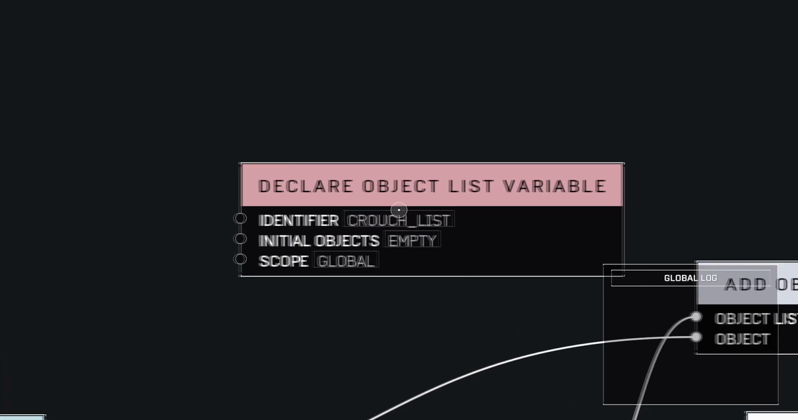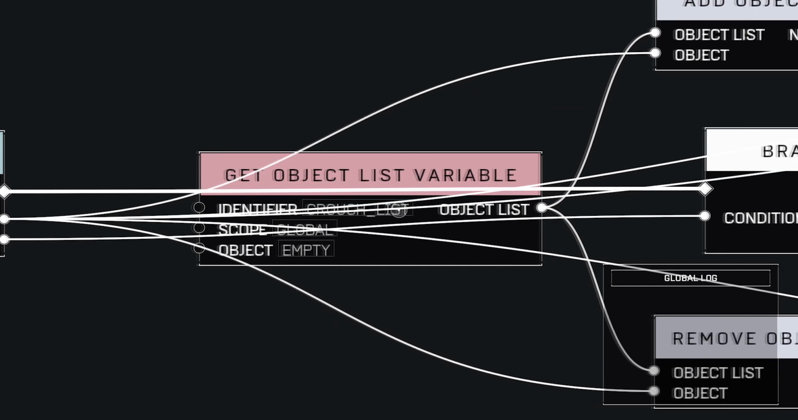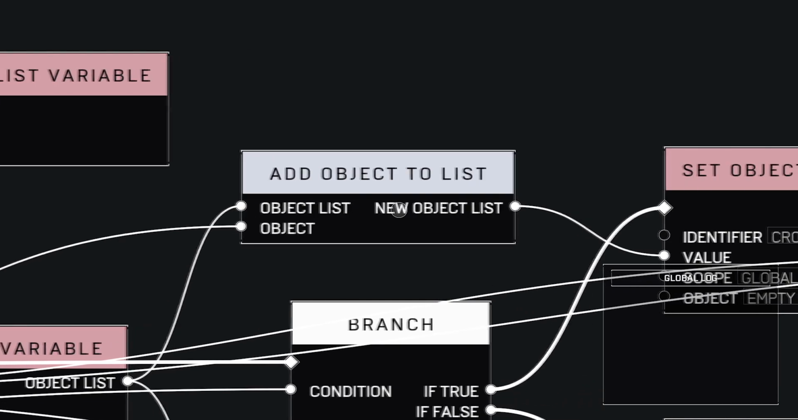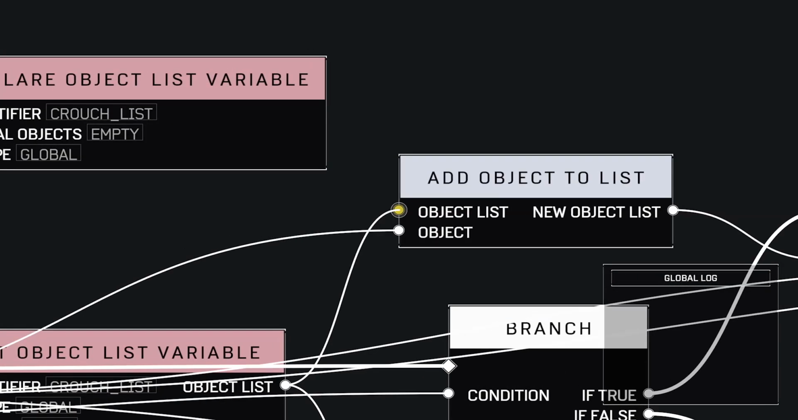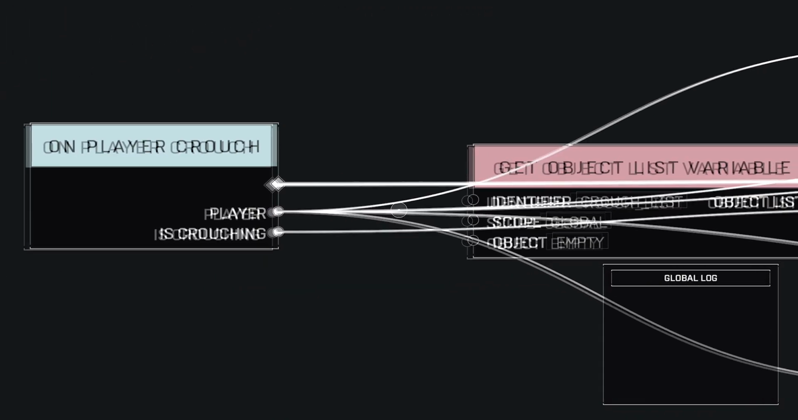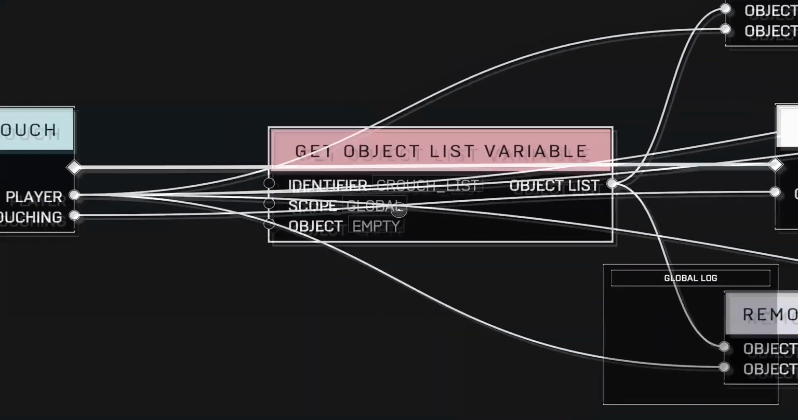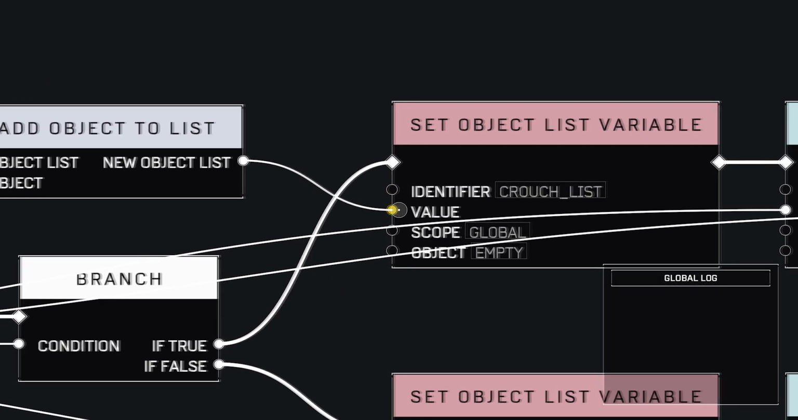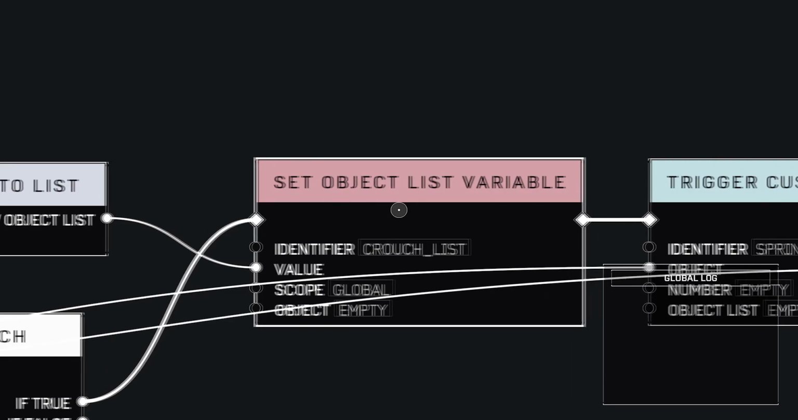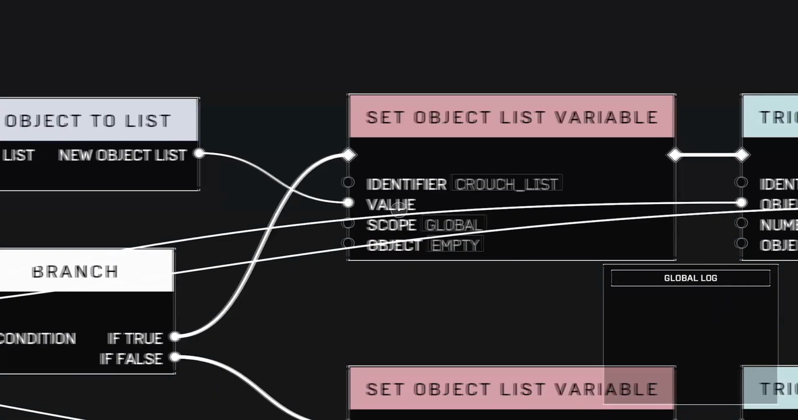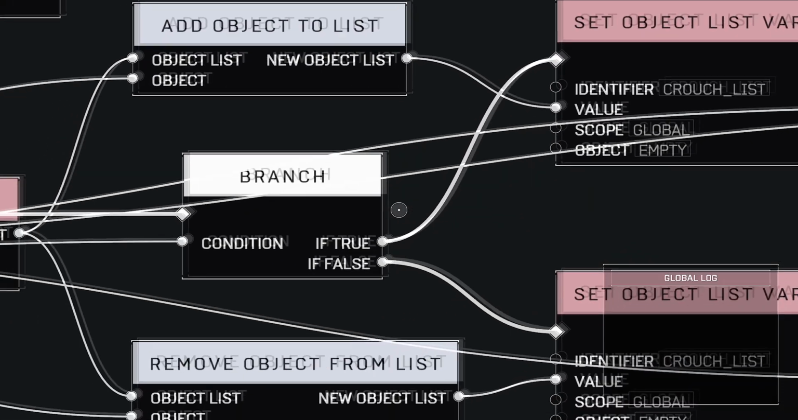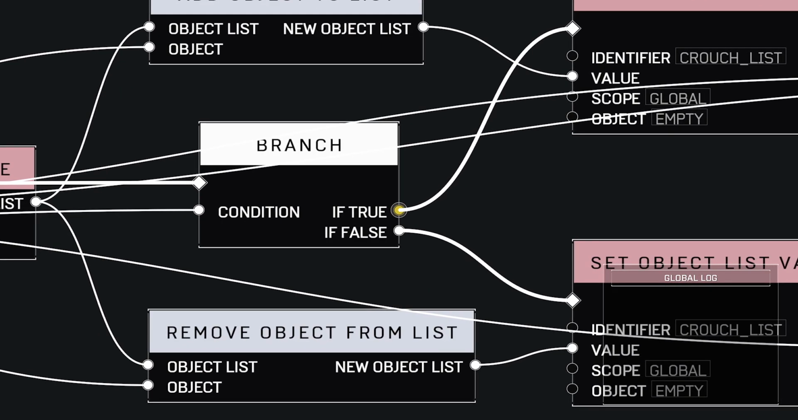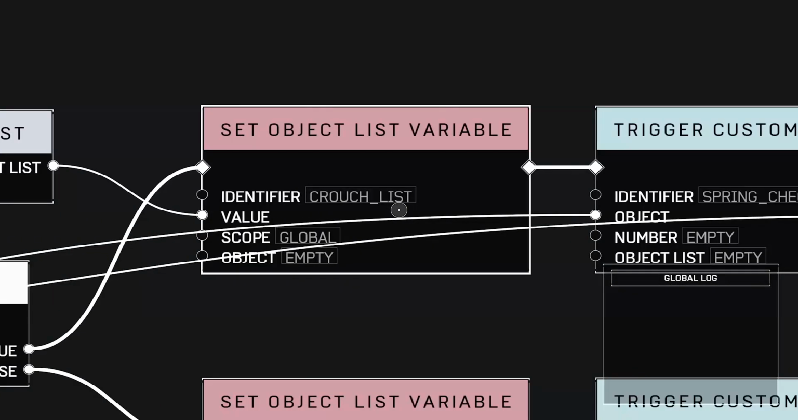Anyway, so we have this object list variable declared, and now down here we are getting that object list variable crouch list, and we are just taking that object list and putting it through here, where we then are adding an object to that list, and that object is the player. So we are adding that player to the crouch list, and then we are generating this new updated list, and then we are channeling it into here for the value. So at this point, we are just setting crouch list to be the updated crouch list here, which now includes the player. And so if they crouch, remember that's the condition here, if the player crouches, that would be true, then they would be on this crouch list. They would be included on it.